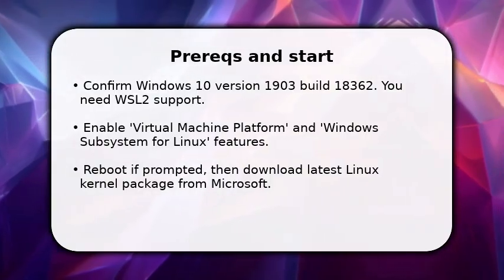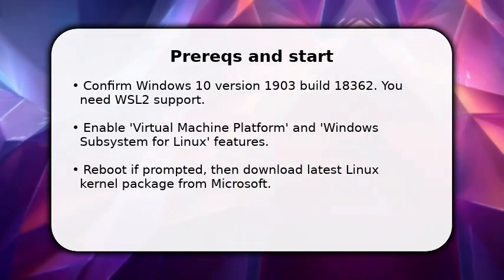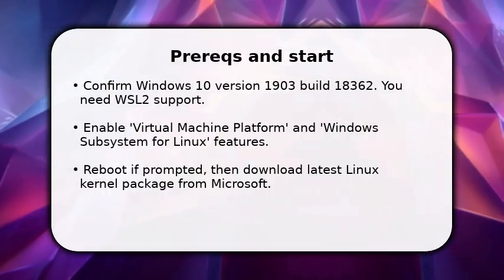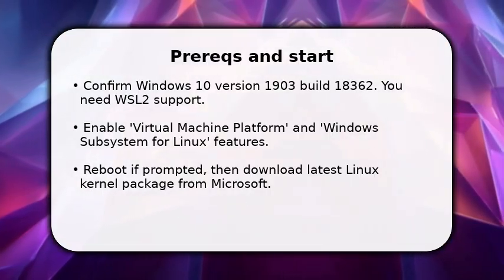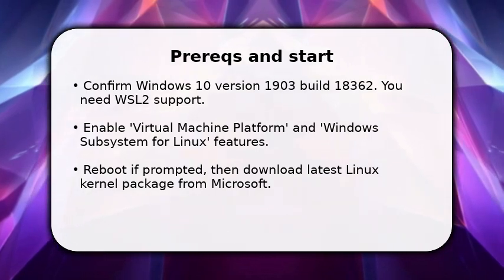then reboot if prompted. After reboot, you download the official Microsoft WSL2 Linux kernel update package. Make sure you pick the package for x64 or ARM64, matching your device. This gets you to the only supported update path.